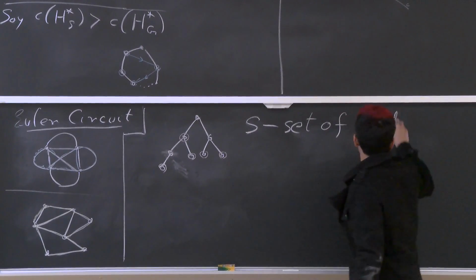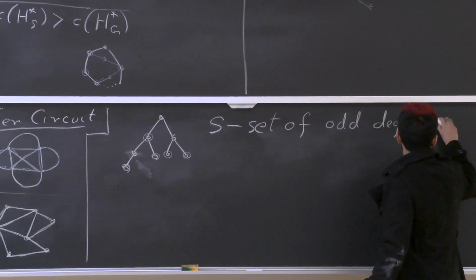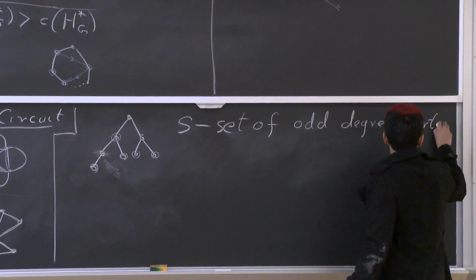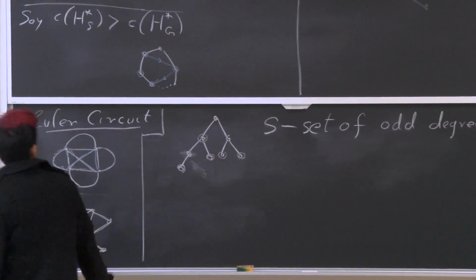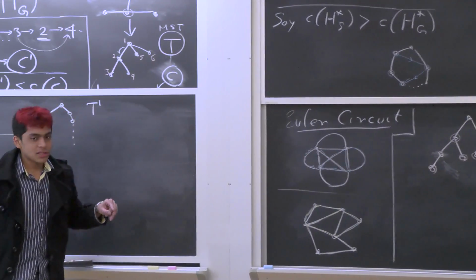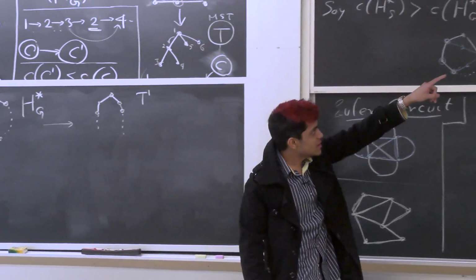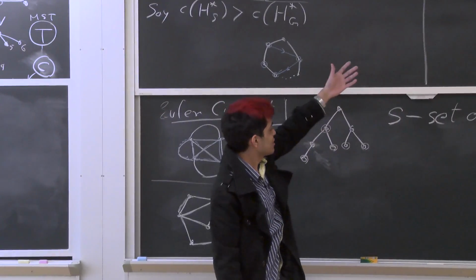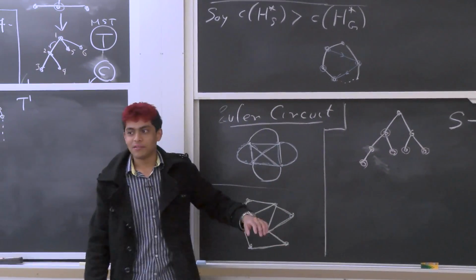It's odd vertices, sorry. So you take the set of odd degree vertices. Now, go back to perfect matchings. So what does a perfect matching do? It adds edges to that graph so that everything gets degree increased by 1. So if you increase the degree of all the odd vertices by 1, everything turns even, right?